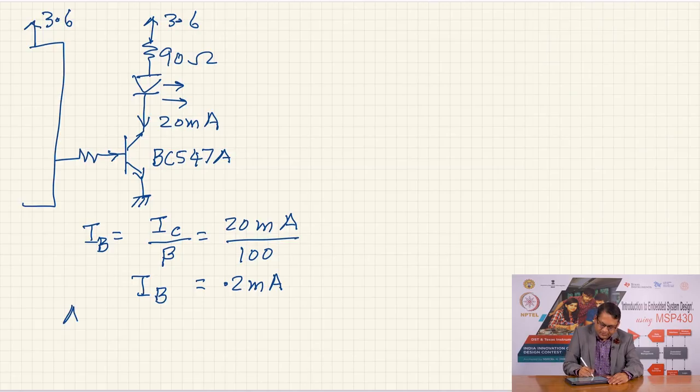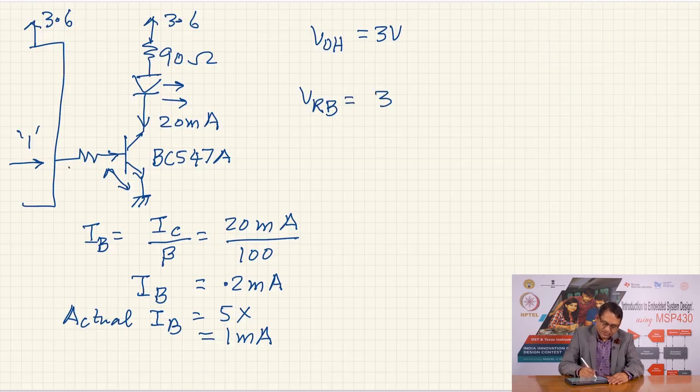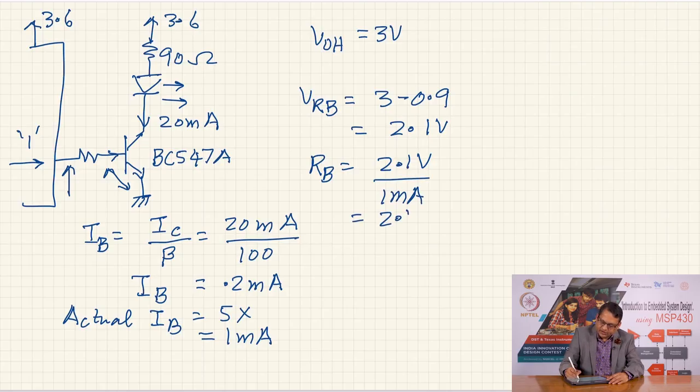So, therefore, the actual base current that I want to drive, actual IB is equal to 5 times, therefore, this becomes 1 milliampere. Also, the voltage at the output here when the logic is 1, I will assume that for a 3.6 supply volt, VOH for this transistor is 3 volt, and therefore, this voltage VB sat is 0.9 volts as we saw from the data sheet. Therefore, VRB, that is the voltage across RB, is equal to 3 volts at the output, the base at the input of the resistor, minus 0.9 volts. So, it is 2.1 volts, and therefore, RB is equal to 2.1 volt divided by 1 milliampere, and therefore, this becomes 2.1 kilo ohm.